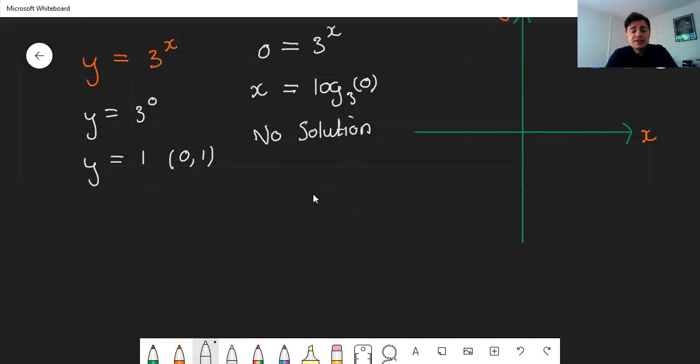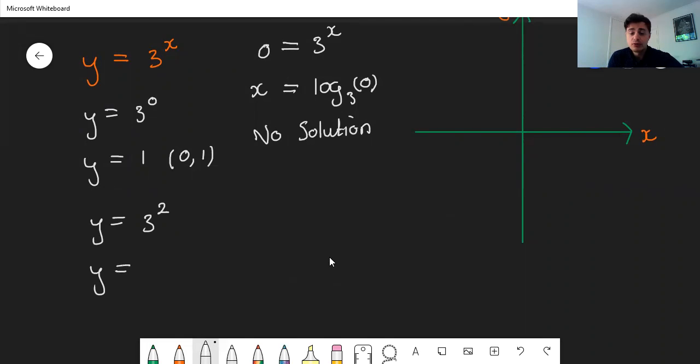So let's, for the sake of it, just choose a different x value, just so we have another point on the graph that we can connect between. I'll choose an x value of 2 because that's a nice simple number. y is equal to 3 to the power of 2.